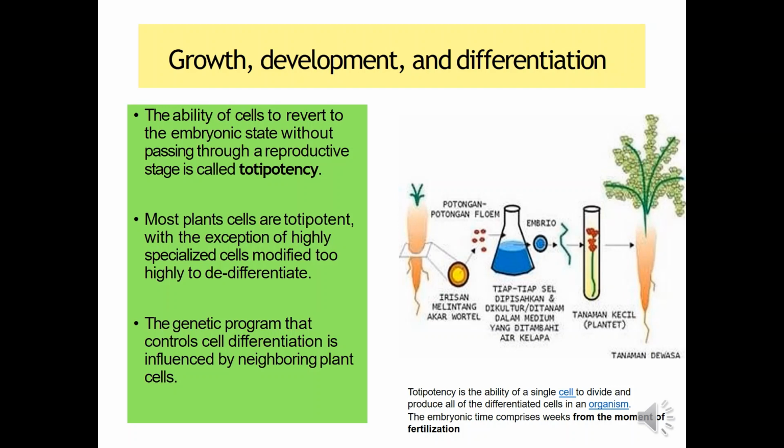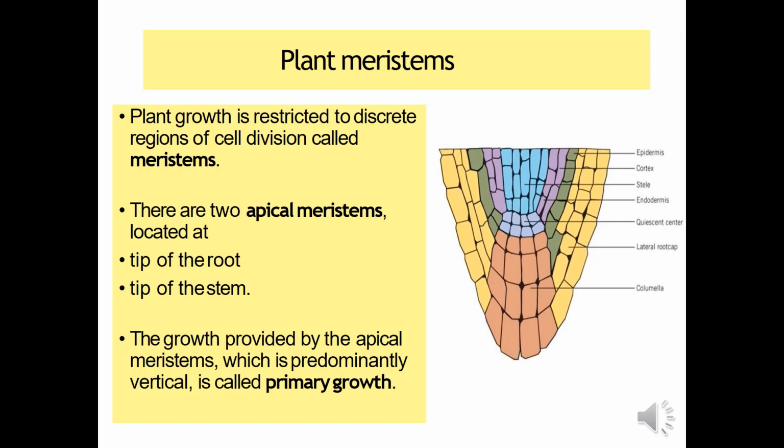Alright, so we go to the plant meristem. Meristems are the parts of the plant that have a high concentration, or high rate, of cell division. There are apical meristems, which you can find at the tips of the root or tips of the stem. The growth provided by this apical meristem we call primary growth. I know all of you have learned before that plants have primary growth and also a second one we call secondary growth. Now we talk about primary growth.